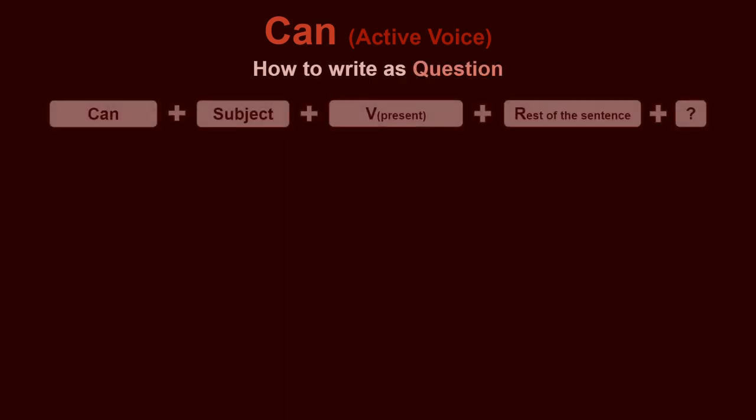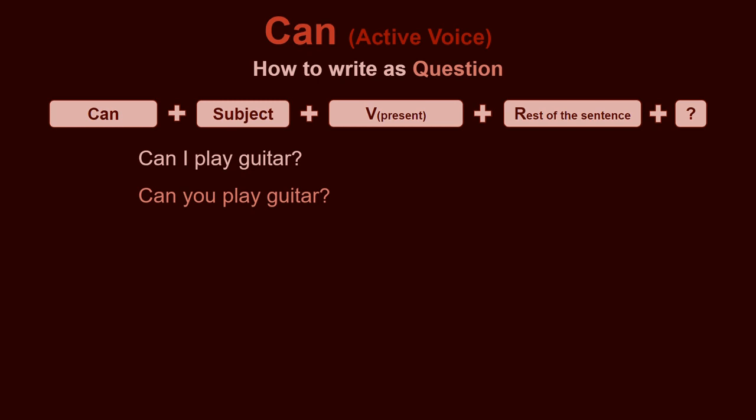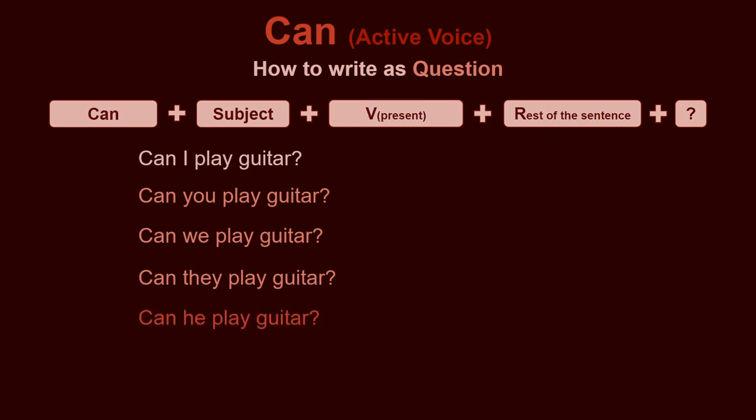Can. Active voice. How to write as question. Can, subject, verb in present, rest of the sentence. Can I play guitar? Can you play guitar? Can we play guitar? Can they play guitar? Can he play guitar? Can she play guitar? Can it play guitar?